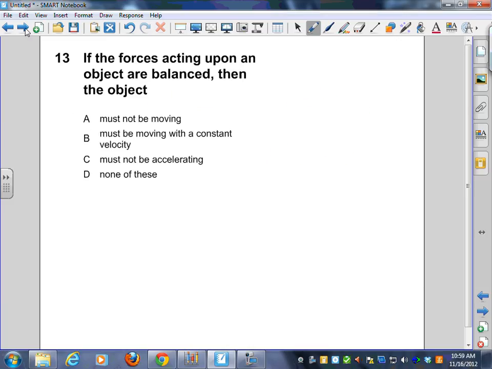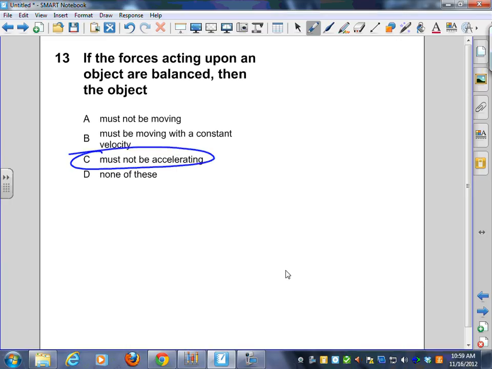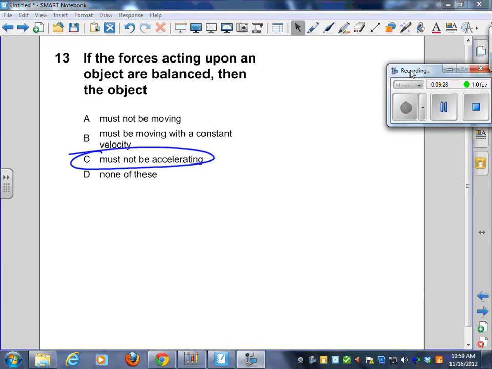Okay, this is the big daddy one. This is the one that tells me, do you get this stuff? And the correct answer is C. Let's have a look at this. It could be moving. If the forces acting upon an object are balanced, then the object must not be moving.